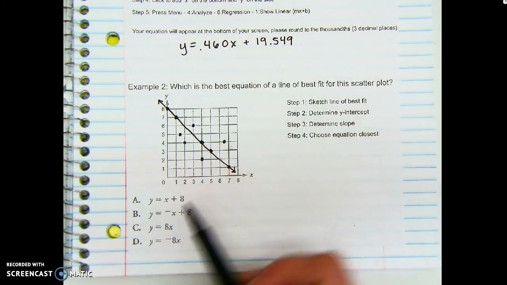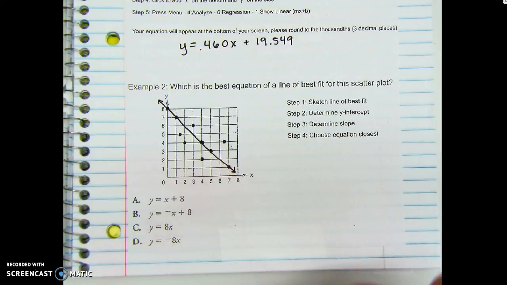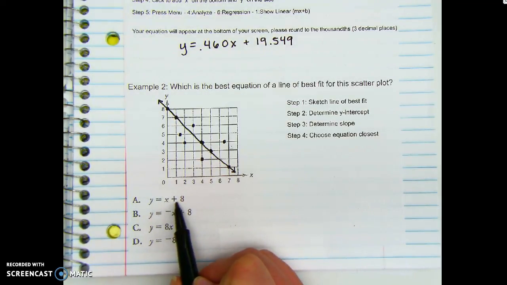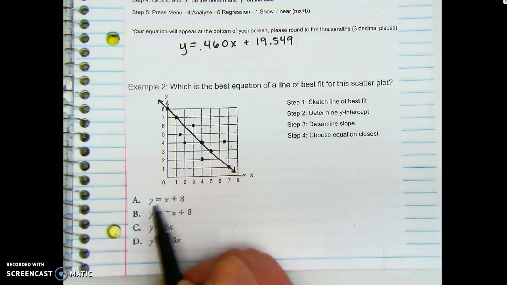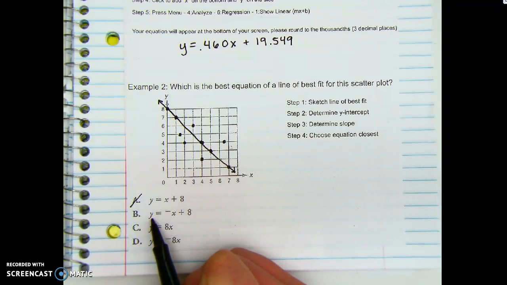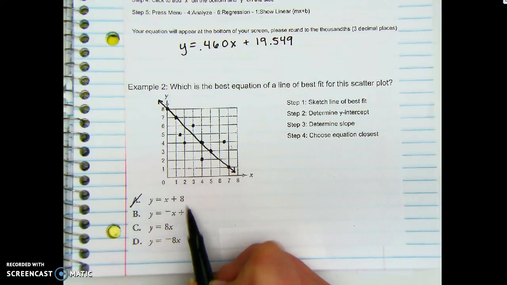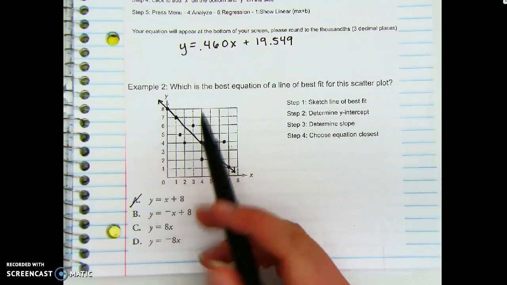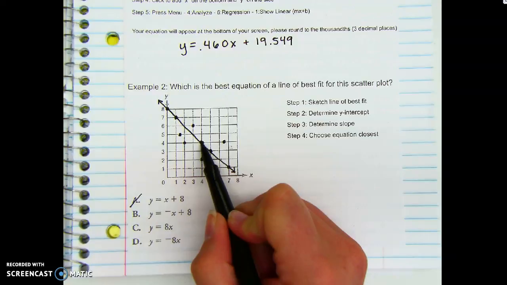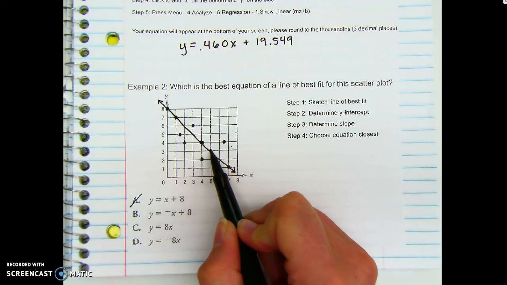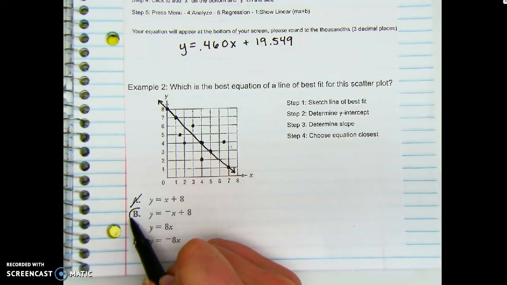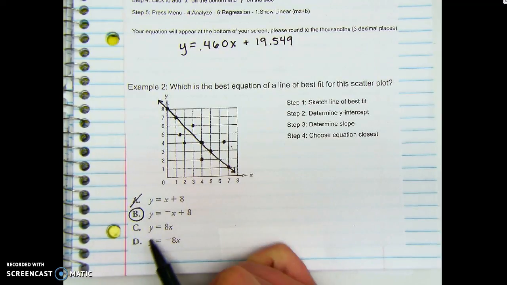So let's look at our option choices and see if we can label this line of best fit. A is y equals x plus 8, so it does have that y-intercept of 8, but it has a positive slope, so that's not what we're looking for. B is y equals negative x plus 8. It also has that y-intercept at 8, and it has a negative slope. Let's make sure our slope makes sense. I can start at one point and go down and to the right. Yep, that has a slope of negative 1 over 1. So it's looking like our answer, but let's double check and make sure C and D don't work.